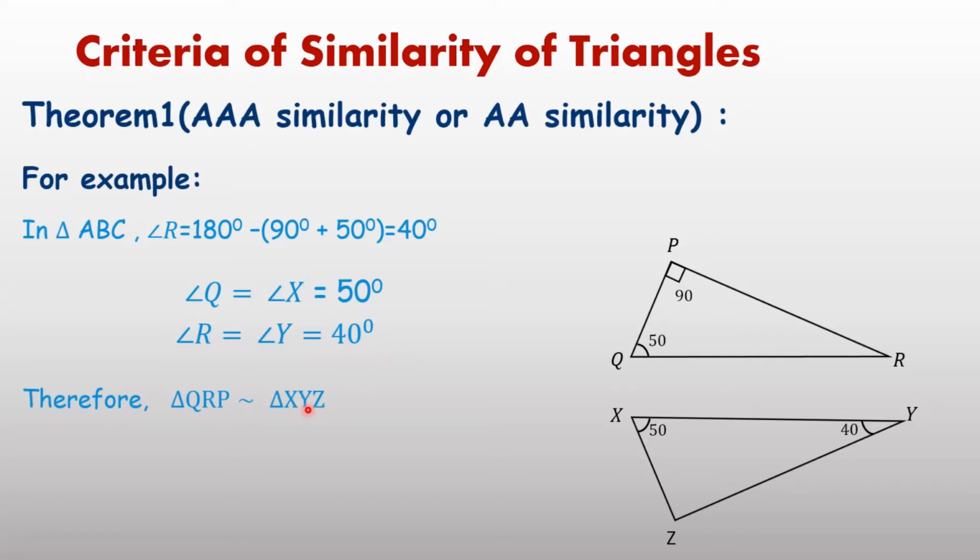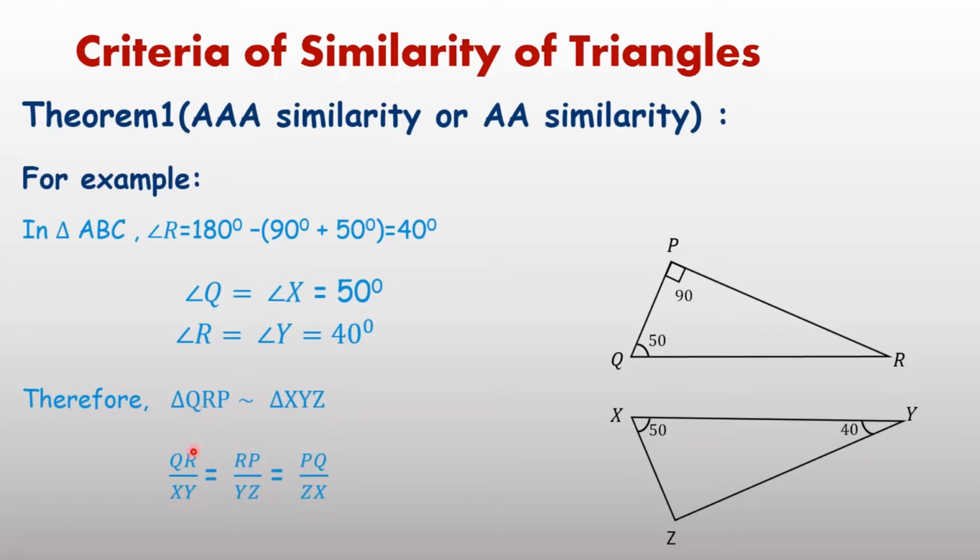QRP similar to XYZ. Now there is importance of order. I have written two angles, QR. Now the third angle remains P, QRP. Here XY written and third angle remains Z. Write down third angle Z. Now the ratio of sides. Easily you can write the ratio of sides: QR upon XY, RP upon YZ, QP upon XZ. If proper order is written, easily you can write.